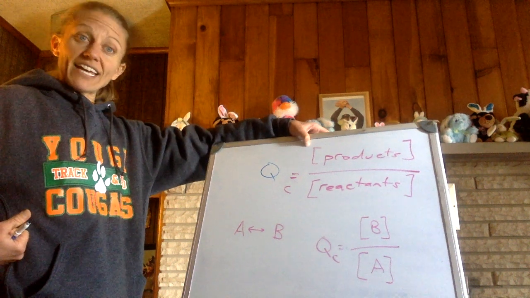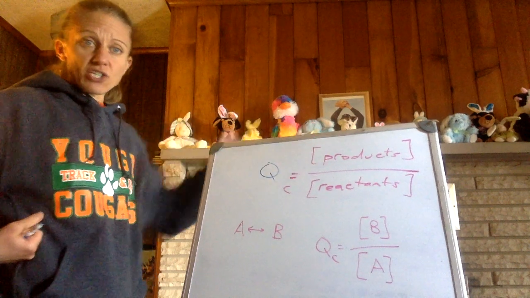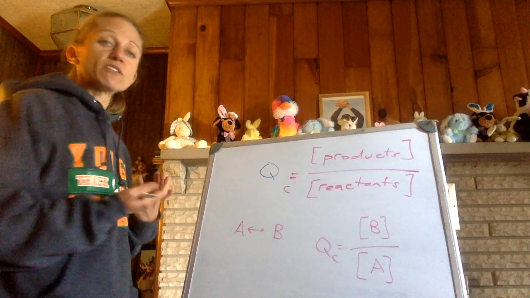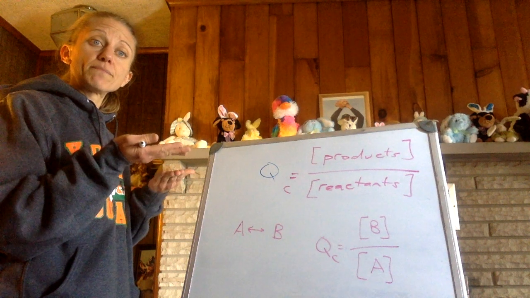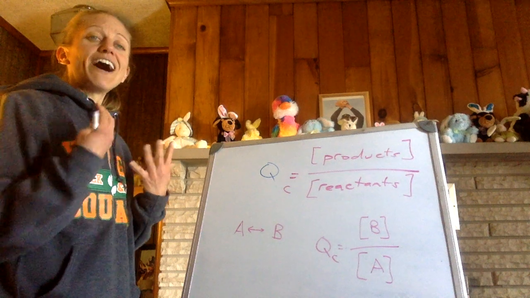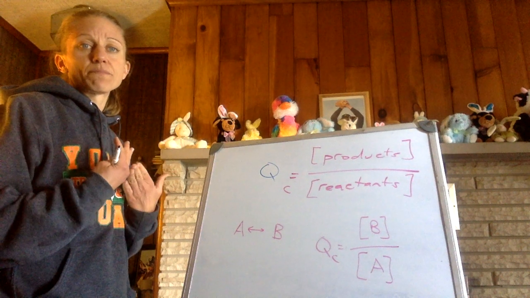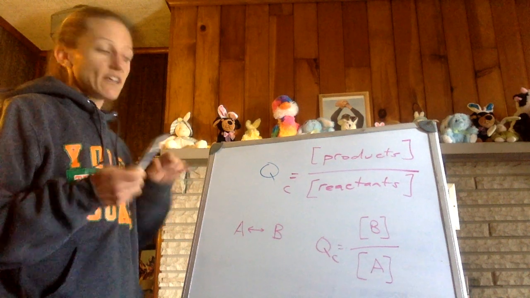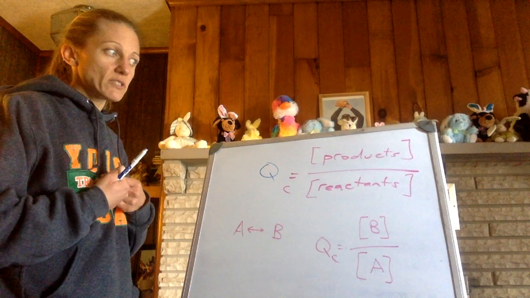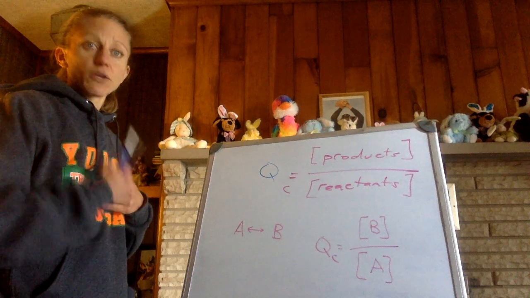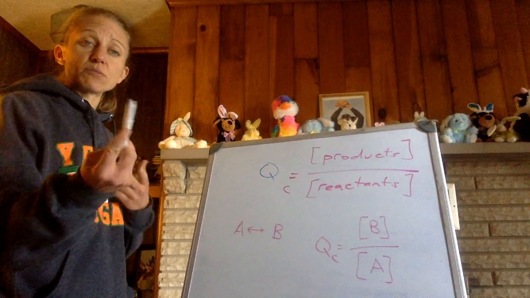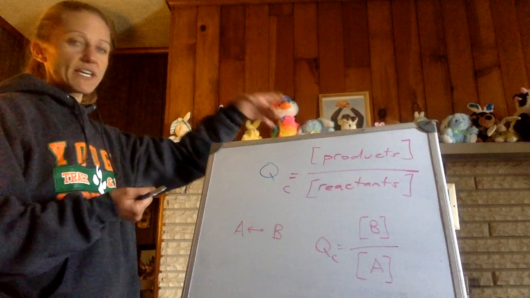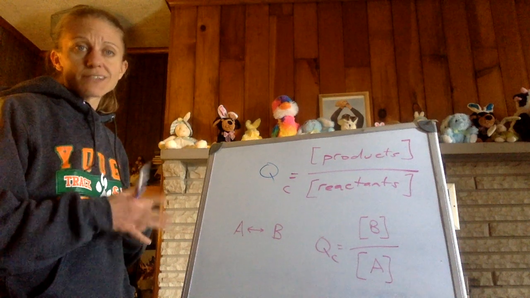If Q is bigger than K and I have too much in the top, I change some to the bottom until it gets equal to K. If Q is smaller than K because I have too much in the bottom, I make the top. And therefore, I go back to the equilibrium condition. That's it. That's all there is to it. If Q is bigger than K, I make reactants. If Q is smaller than K, I make products. Because remember, I need to use up the reactants to make the products and vice versa. So it corrects in both directions, making more of one while using some of the other.